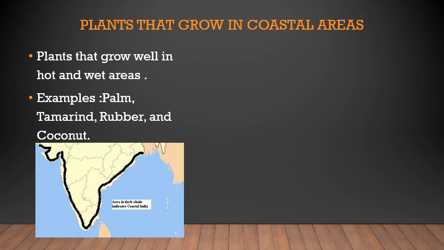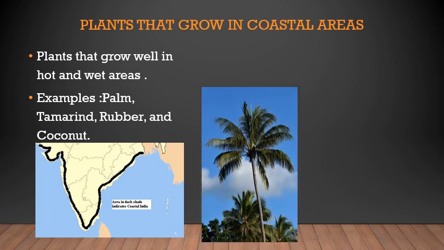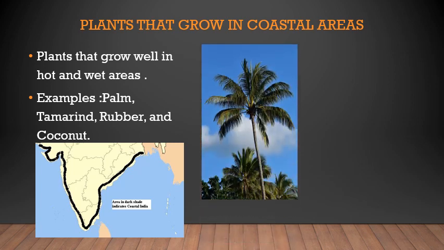Now, plants grow well in these hot and wet areas. In coastal regions, usually the temperature is very high, and it is good for the plants to grow, and it is a wet area because it's very close to the sea. Now you can see some examples like the coconut tree. When I say coconut tree, you can think of the state Kerala, right? In Kerala there are a lot of coconut trees, and they use them very extensively.